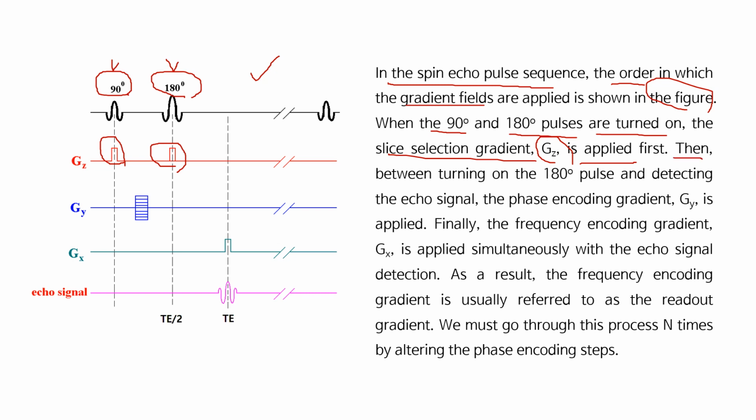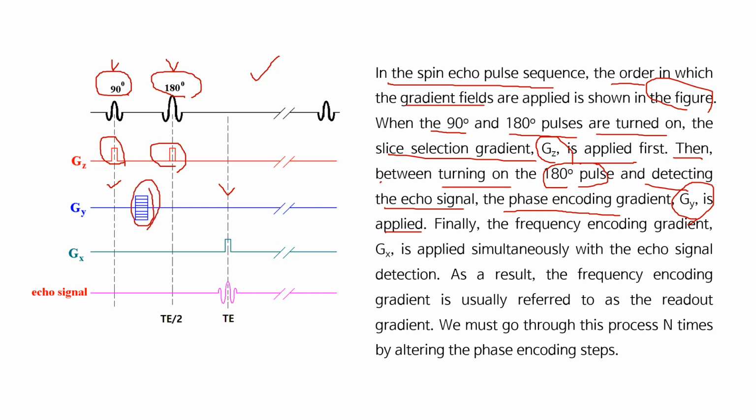Then between turning on the 180-degree pulse and detecting the echo signal, so here between here and here, the phase encoding gradient Gy is applied. So the phase encoding gradient is applied.